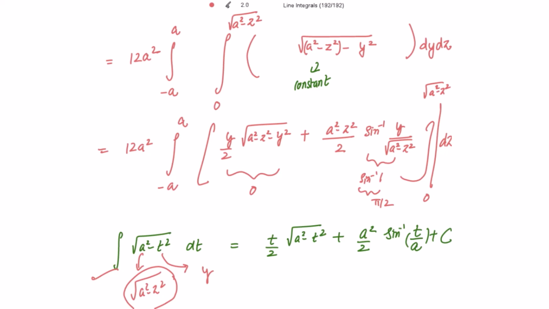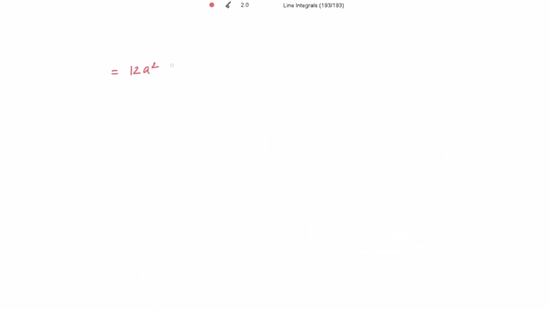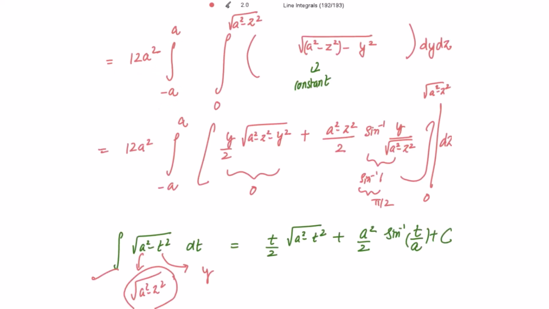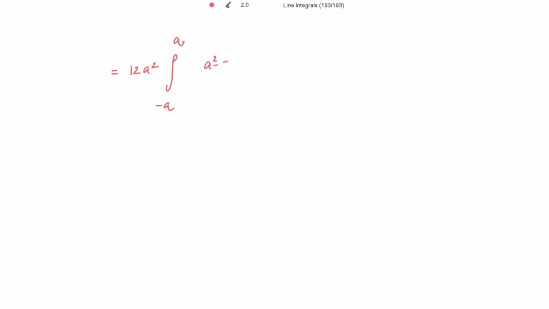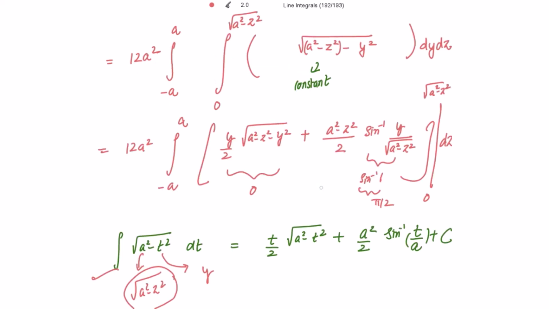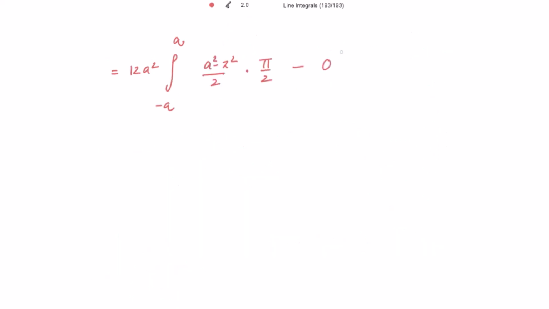So let's put the upper limit. This is equal to 12a square integral from minus a to a. On putting the upper limit, we get this first term to be 0, and the second term becomes a square minus z square divided by 2 sine inverse 1. And for sine inverse 1, I am writing here pi by 2. Is it okay? Alright. Minus, when we put the lower limit, that is 0, for y, the first term becomes 0, and the second term sine inverse 0 is 0. So it is minus 0 dz.